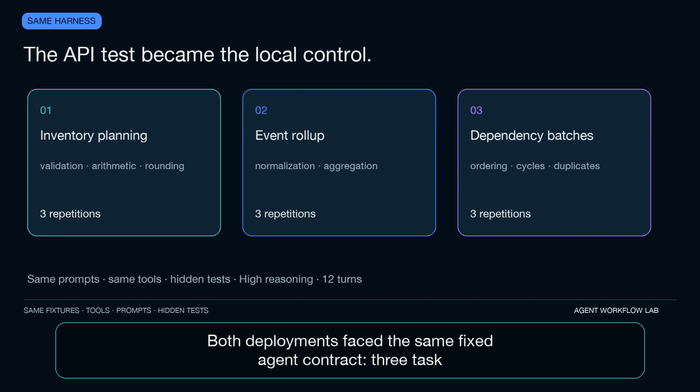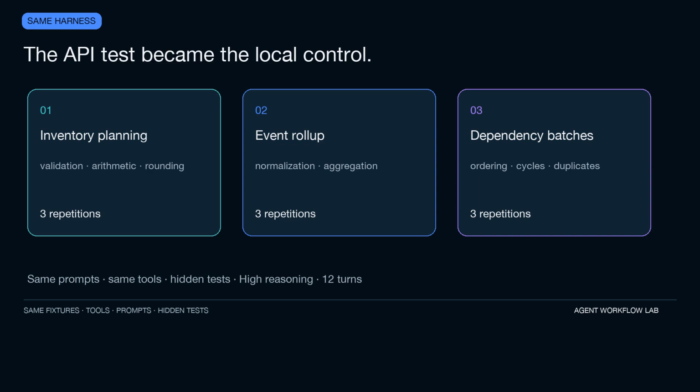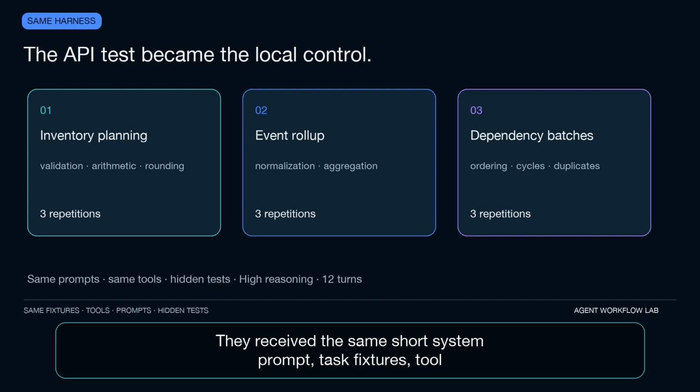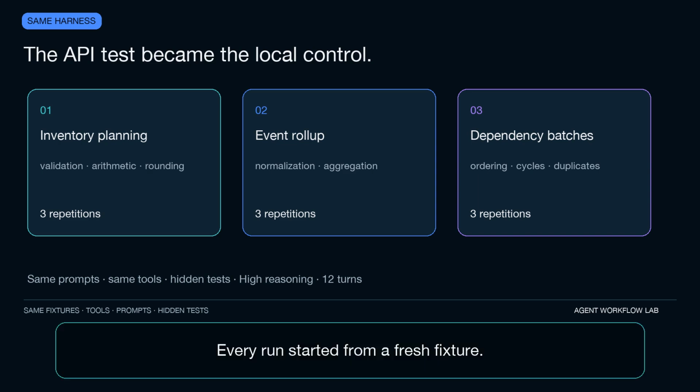Both deployments faced the same fixed agent contract: 3 task types, repeated 3 times for 9 runs. They received the same short system prompt, task fixtures, tool schemas, visible tests, hidden tests, high reasoning setting, 12-turn limit, 3,000 token output cap per response, and repetition seeds. Every run started from a fresh fixture.